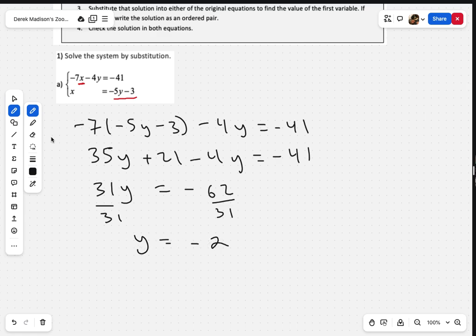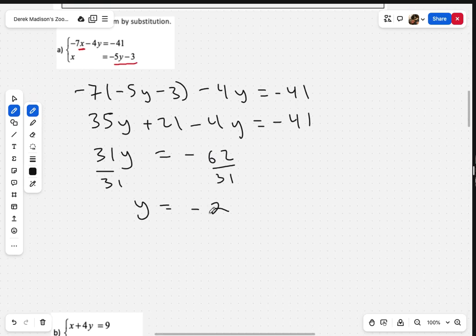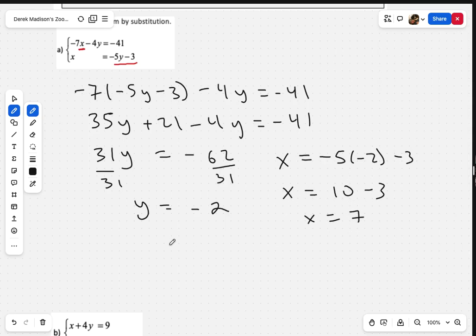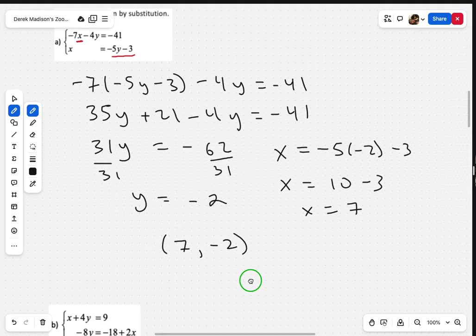So with that, we are going to do our back solve and take the negative 2 and plug it right here for this y and get x. So x equals negative 5 times negative 2 minus 3. X equals 10 minus 3, or x equals 7. So our solution set for this one is going to be 7 and negative 2.